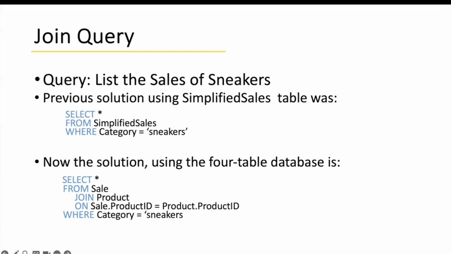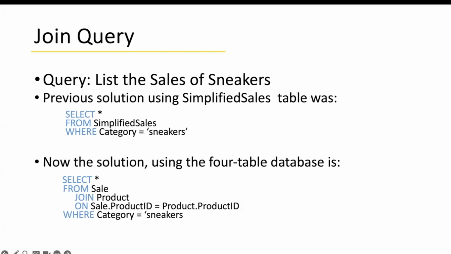However, if you want to achieve the same result using the full database, which is not equal to the simplified version, you would need to use a join statement. Here you would start by selecting everything from the sales table, then join it with the product table based on the product ID. This is because the product ID is the key attribute that connects the sales table to the product table, identifying what was sold. You would then add the condition where the category equals sneakers.